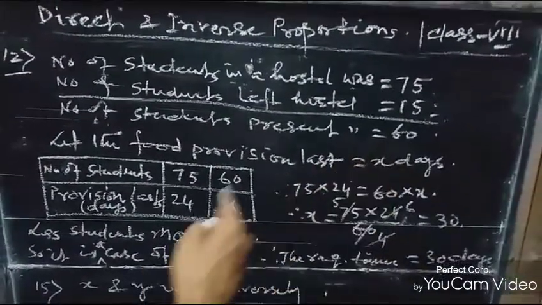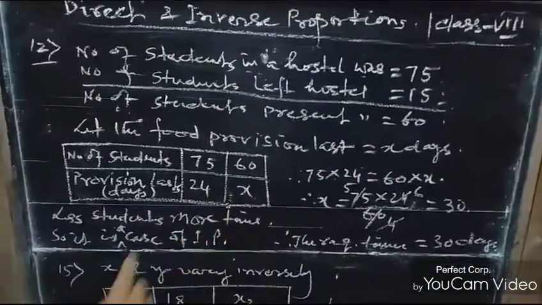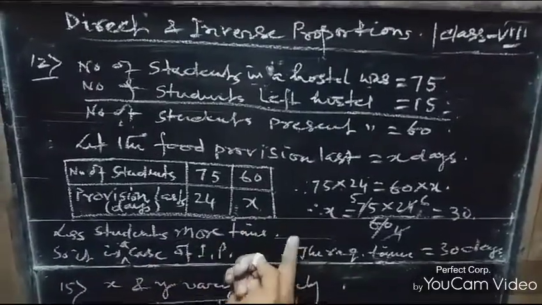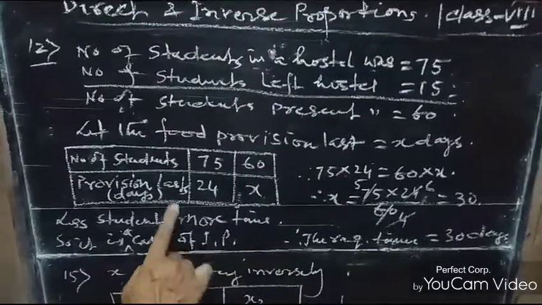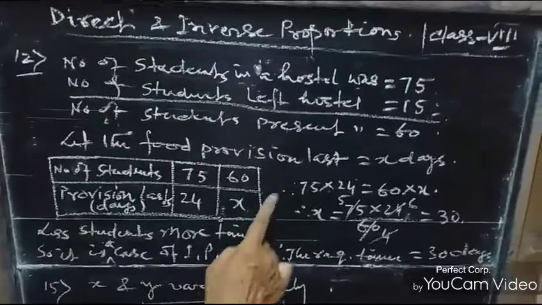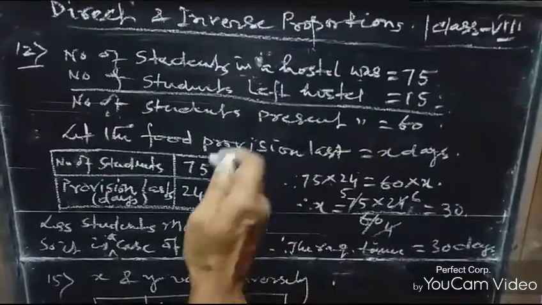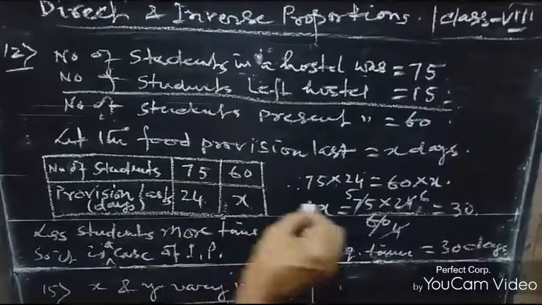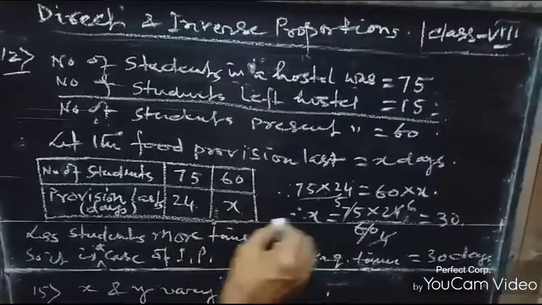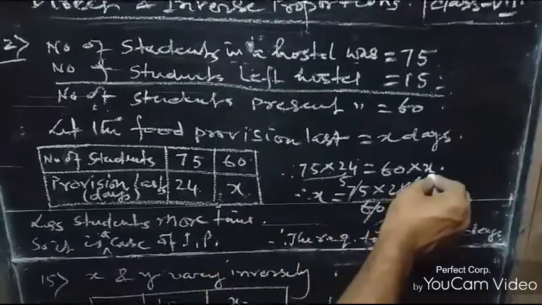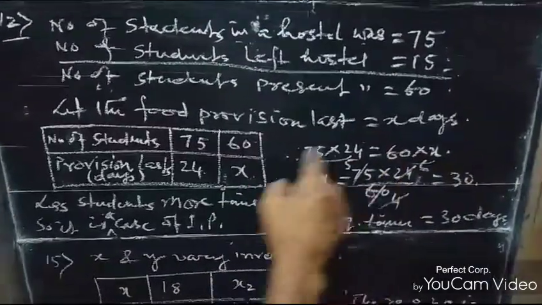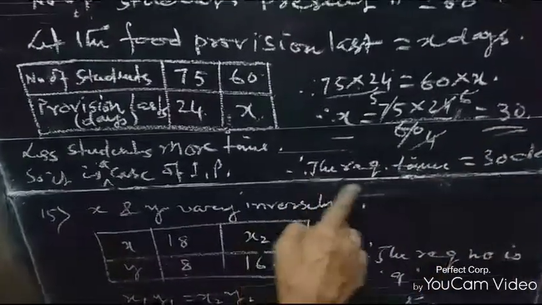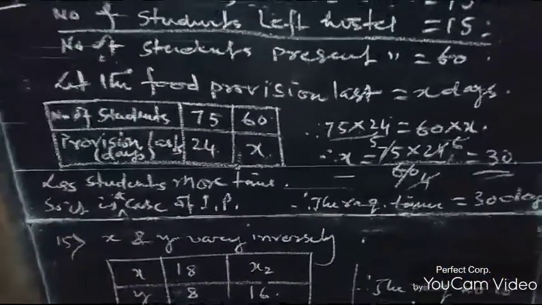And now the present number of students is 60, then how many days are required? So less students, more time. So this is a case of inverse proportion. So we can use the formula x1 into y1 equal to x2 into y2. So here, 75 into 24 equal to 60 into x. Therefore x equals 30, and the required time is 30 days.